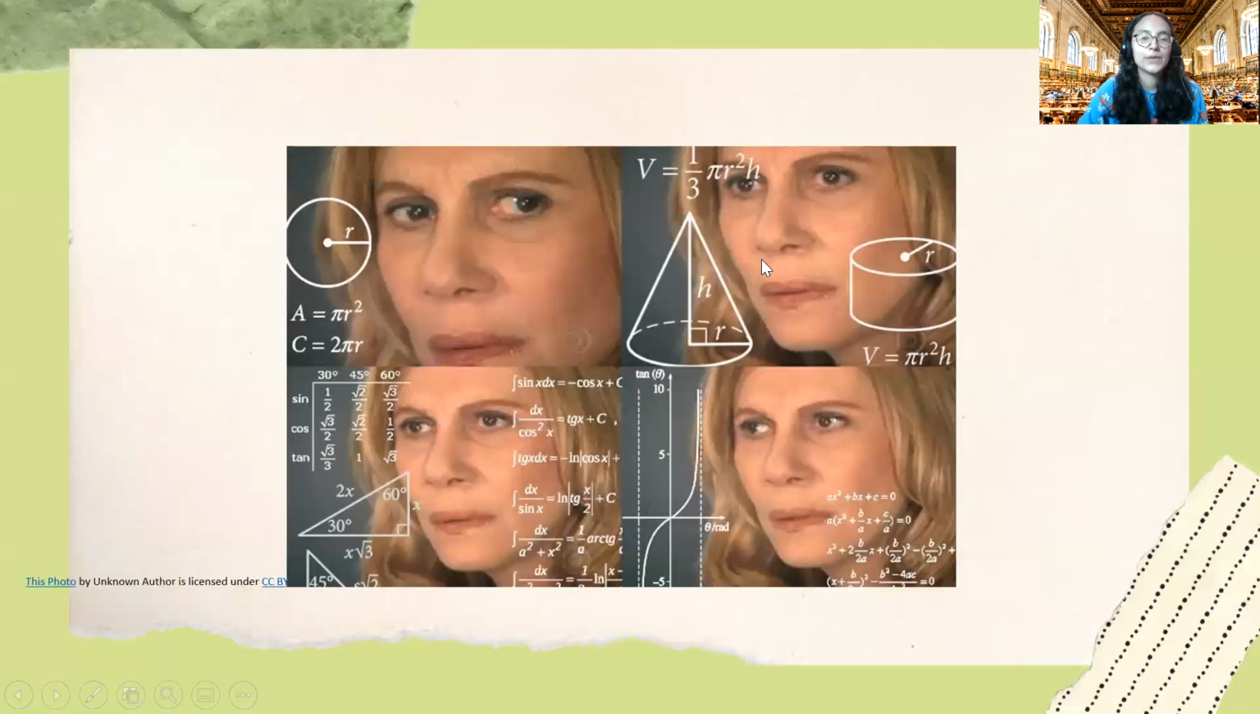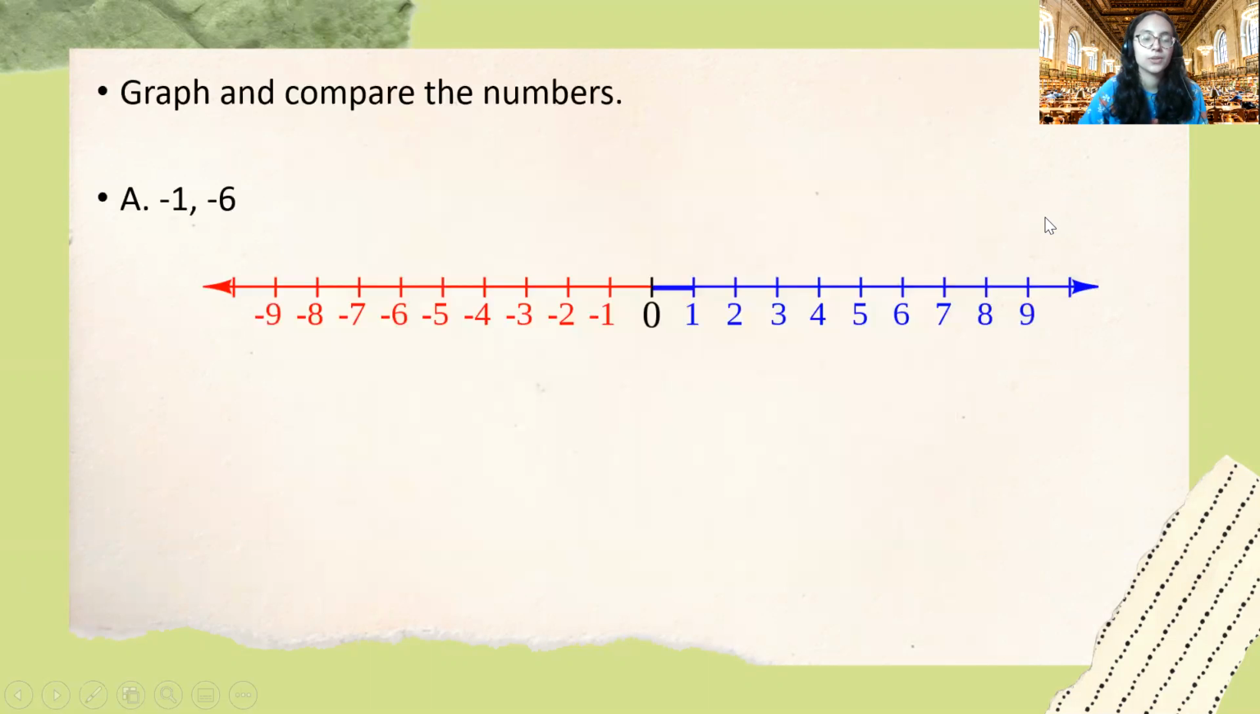So are you confused? I hope that you're not, because right now we are going to graph and compare some of these numbers. So we're going to graph -1 and -6 and then compare them. Which one is bigger, which one is smaller? So let's go ahead and graph first. So you have -1 and -6, so that will be to the left of 0. Here's -1, and here is -6.